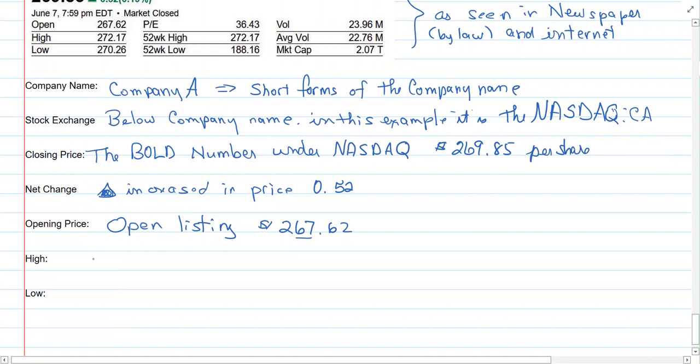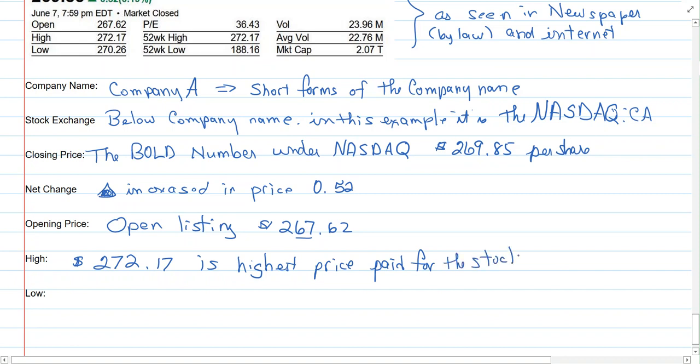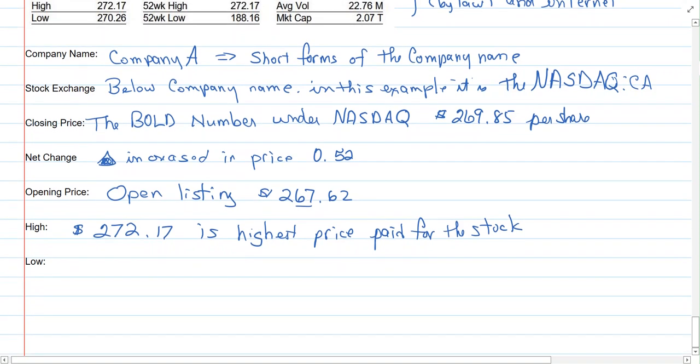The high of the day is right underneath open, and that's $272.17. And this is always from yesterday. These are all the information from the previous day of sales. And then the lowest during the day was $270.26.